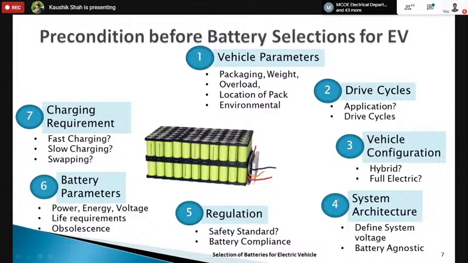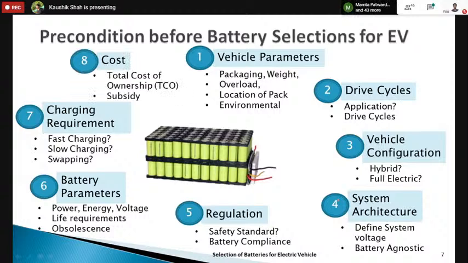Charging requirement, definitely you need to have fast or slow charging. Swapping options are also prevailing in the market. You should know about it. If this comes out, are you ready with that or not? Cost, definitely cost plays a part in the TCO, and there are subsidies. I think in an earlier session we talked about FAME2, what it talks about, how do you claim it, how do you grab this, etc. So you should know about this handy.